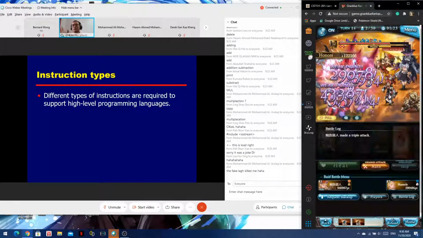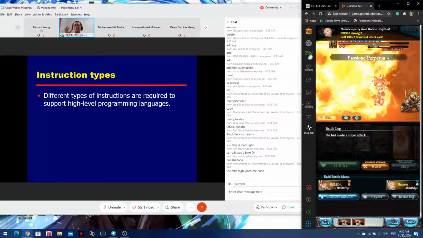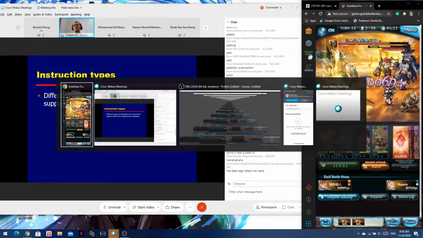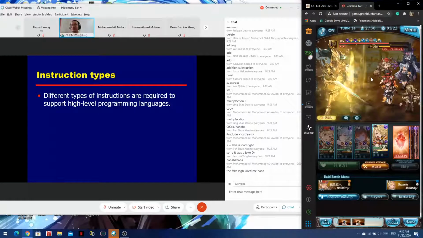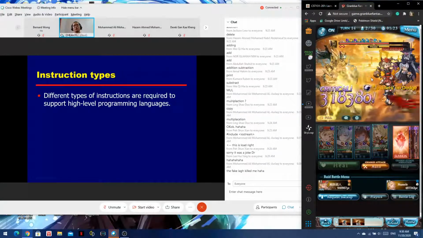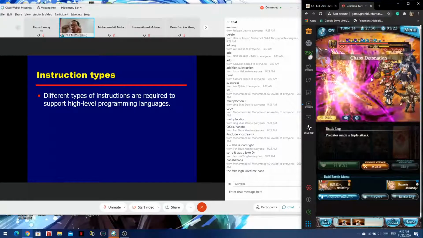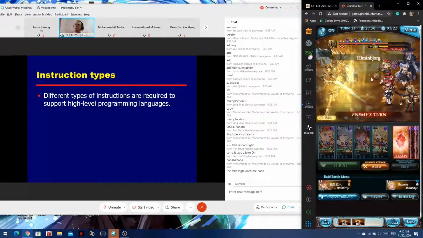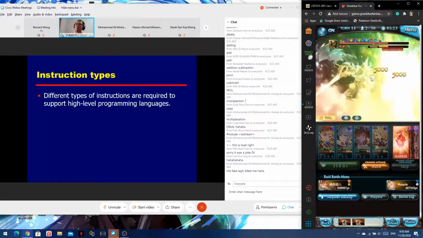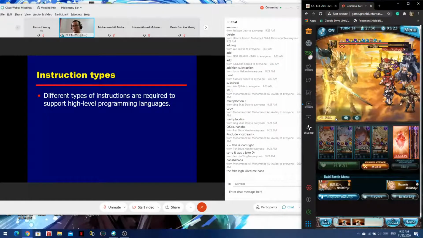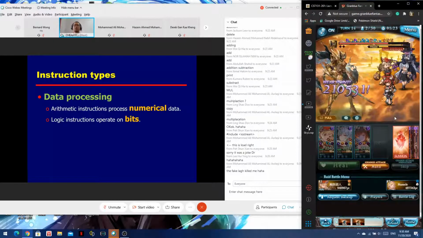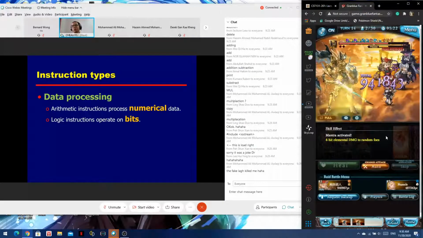Yeah, of course, all these instructions need to support the high level programming language. When you type a print statement, or when you type multiply, or you do addition, it will then trigger some of these lower level computer functions to be activated. Okay, so let's look at the first one, data processing.